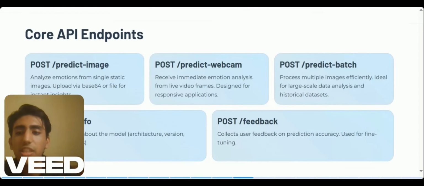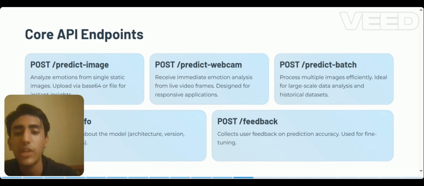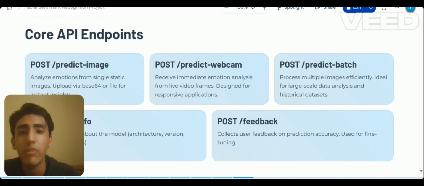Here you have the different API endpoints which we'll be creating. There will be one which will be a post endpoint, your post request for predicting an image, right? So if a user just provides an image, or you're just training your model and you just want to provide it with an image, this is the endpoint your data will go through. When you're trying real world webcam inference, you have a different endpoint for that. This will be the predict webcam endpoint, from where you can receive immediate emotion analysis from live streaming data.